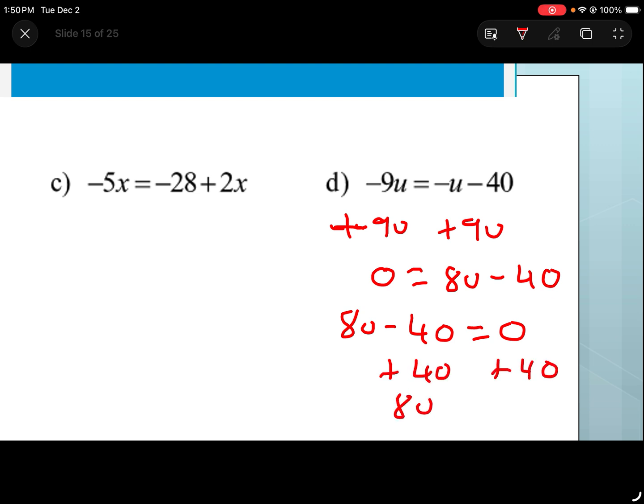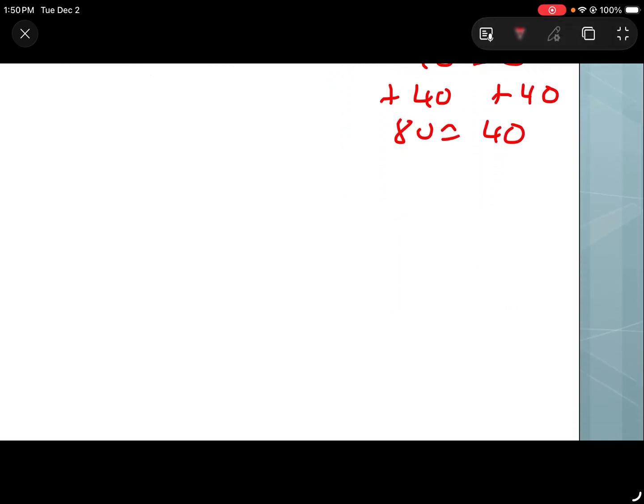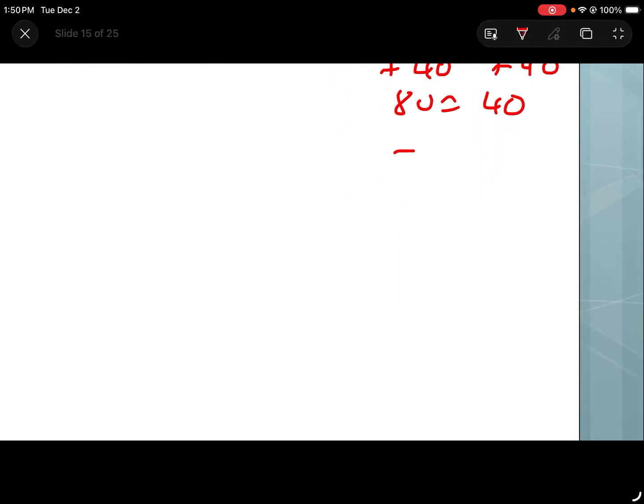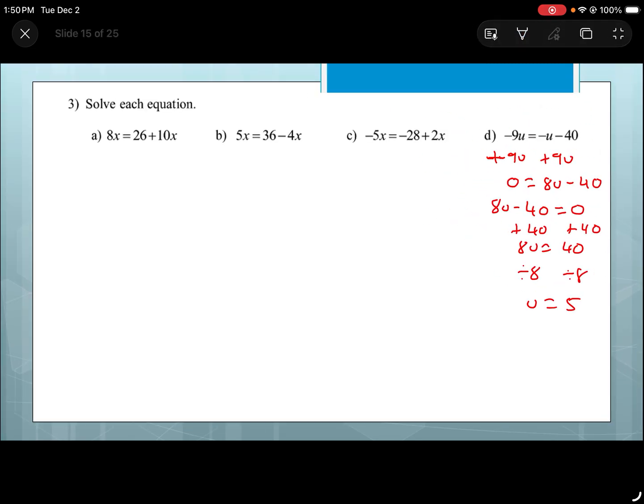So 8u equals 40. And then what's happening to u? u is being multiplied by 8. So divide by 8, and you get u is 5. Okay, you actually didn't have to do it that way.